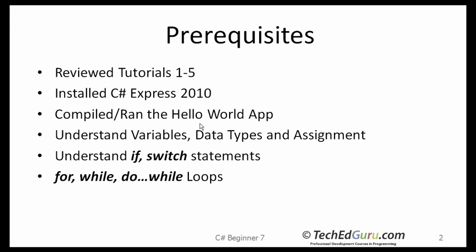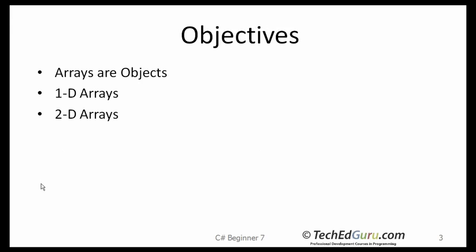I hope you have looked at my earlier tutorials, 5 of them, which discuss installing C#, compiling and running a simple application, understanding variables, data types and assignments, understanding if, switch and the loop statements. The objectives of this lesson are arrays. I will discuss both 1 and 2-dimensional arrays.